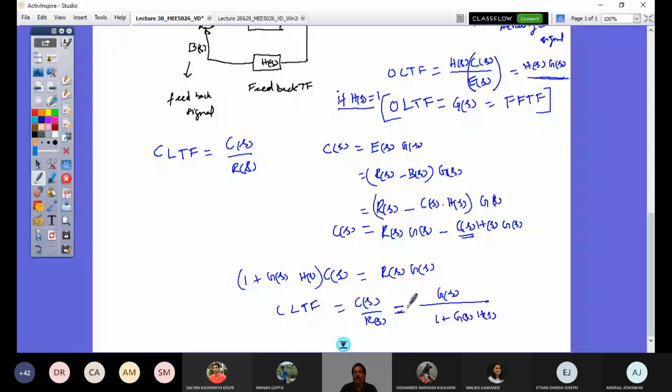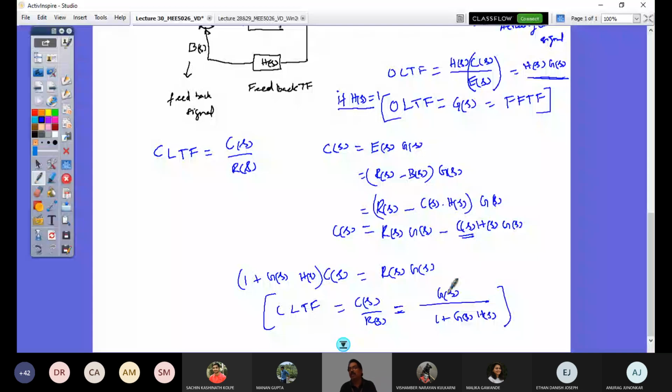So this is my closed loop transfer function. In this, what is G of S? G of S can be the open loop transfer function in case H of S is 1. Otherwise, we call that a closed loop control system. And the right term is the feed forward transfer function. So if I have my feed forward transfer function and feedback transfer function, I will get my closed loop transfer function like this, right? So this is how you define your closed loop transfer function.